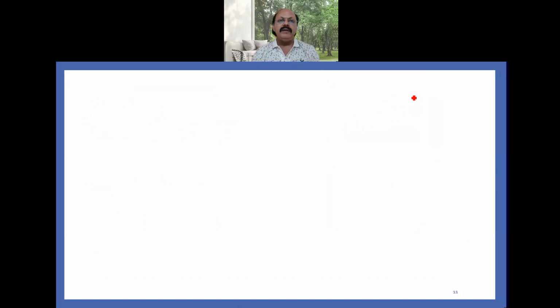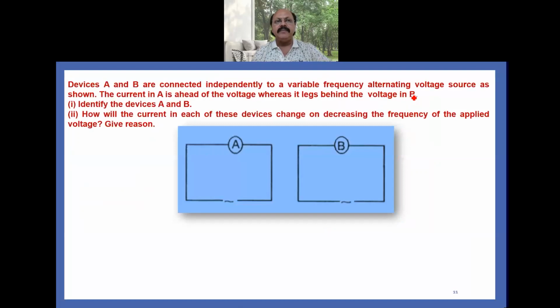Now we do one conceptual problem so that you can understand it. Devices A and B are connected independently to a variable frequency alternating voltage source as shown. These are the two diagrams shown here, both connected to the alternating source of EMF, and the two devices are A and B. The current in A is ahead of the voltage, whereas it lags behind the voltage in B. Identify the devices A and B.